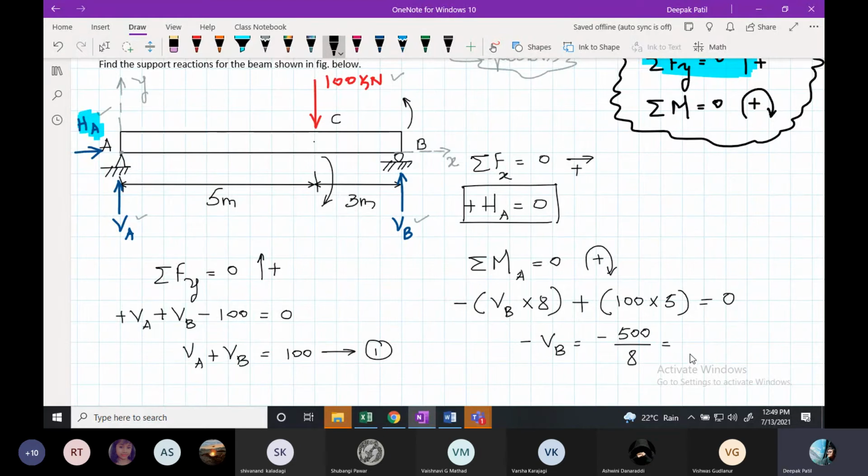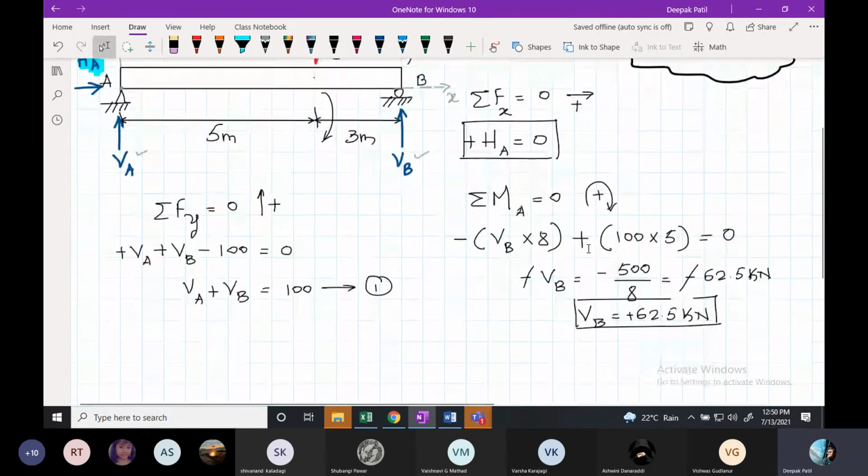So this I will get as 62.5, that is minus 62.5 kilonewtons. So this minus and this minus will go. Your actual value of VB is 62.5 kilonewtons. This is the value of the reaction at B, that is VB.